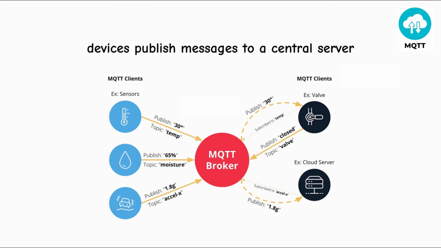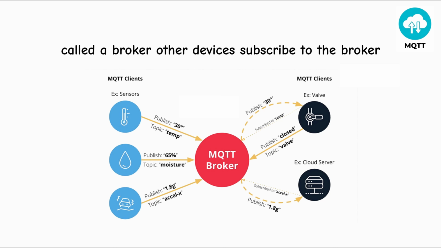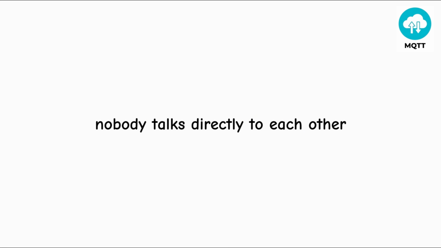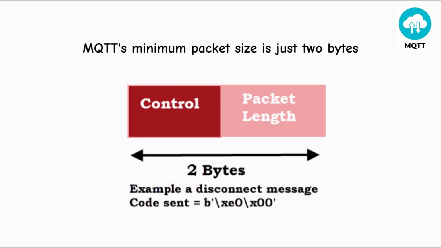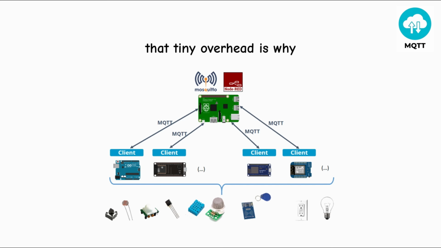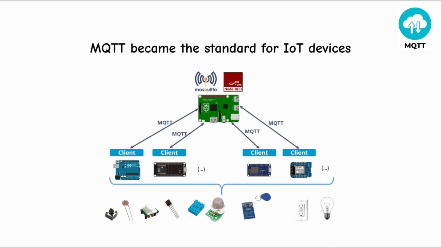MQTT uses a publish-subscribe model. Devices publish messages to a central server called a broker. Other devices subscribe to the broker and receive only the messages they care about. Nobody talks directly to each other. MQTT's minimum packet size is just 2 bytes, compared to hundreds of bytes for HTTP. That tiny overhead is why MQTT became the standard for IoT devices. Your smart thermostat, your connected sensors, your industrial monitors are almost certainly using MQTT right now.